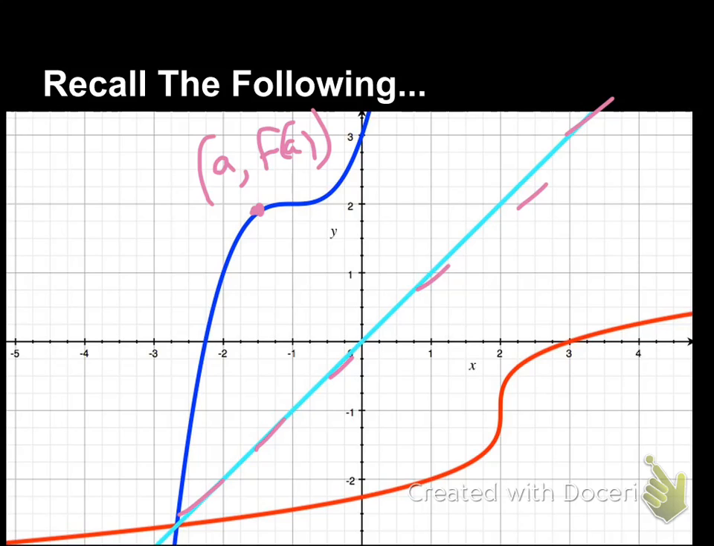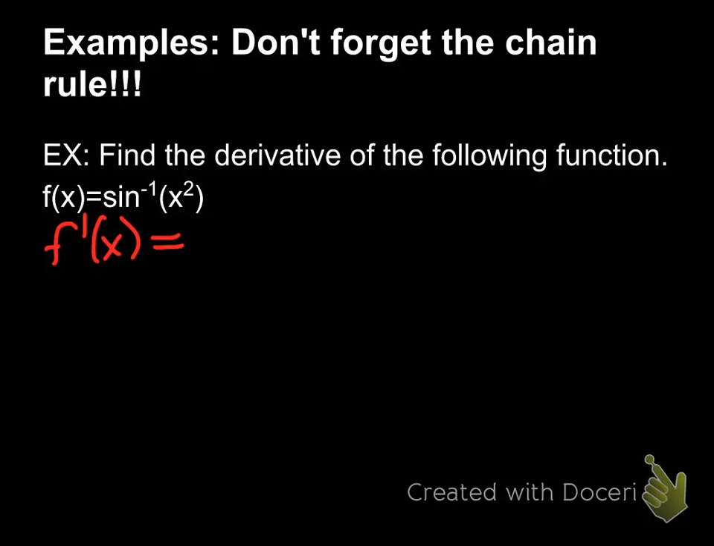Then what would this point over here be? If the first one is (a, f(a)), I think it's (f(a), a). If I want the inverse of a point, I just change the x and y. That's literally what reflection about y equals x means. Just change the x's and y's. Okay? Any questions?